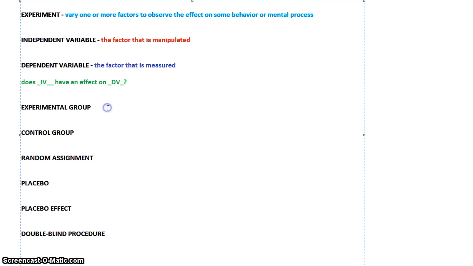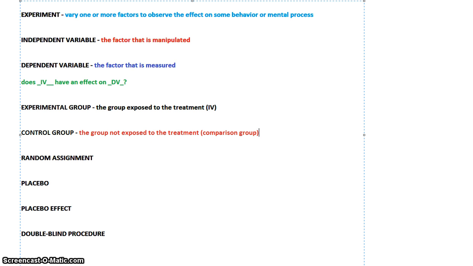Now, whenever you have a study, you have to have an experimental group. The experimental group is the group exposed to the treatment, or the independent variable. In this case, it would be the group that gets the drug. They get the experimental drug. So you have to mess with the experimental group somehow. Sometimes you're also going to have a control group. For the control group, this is the group not exposed to the treatment. So it is a comparison group.